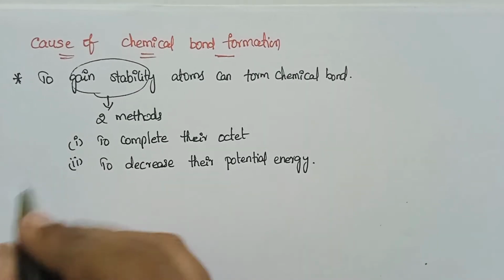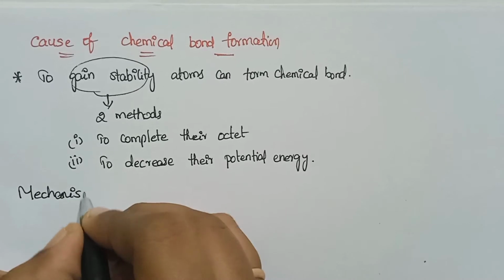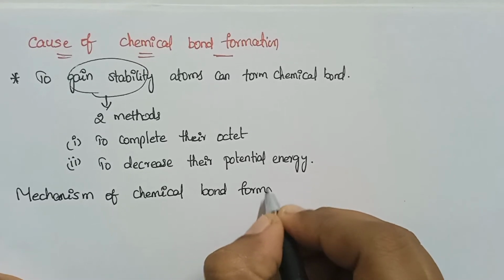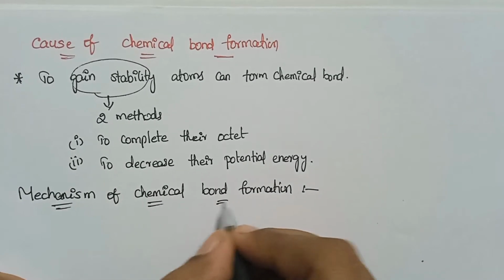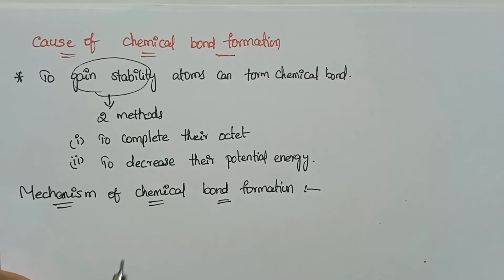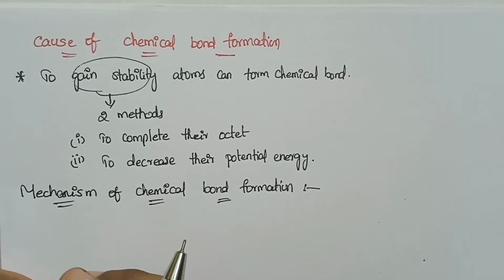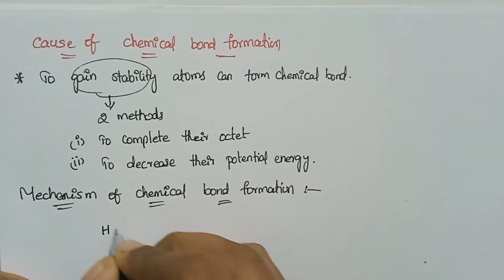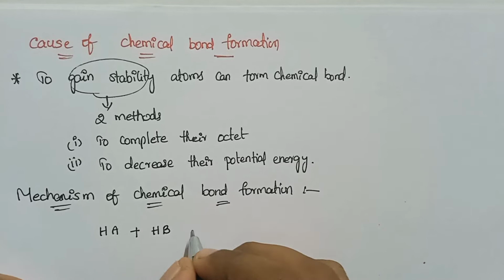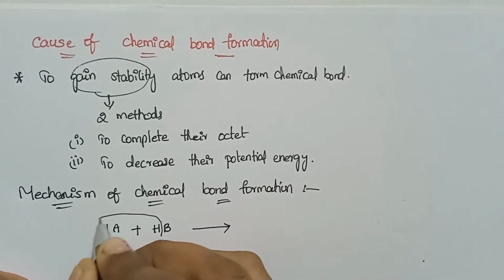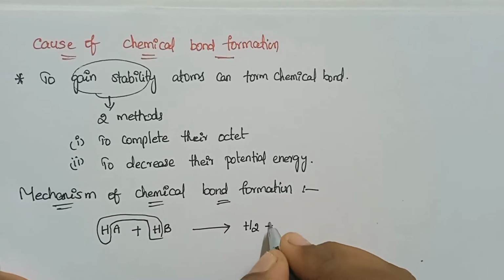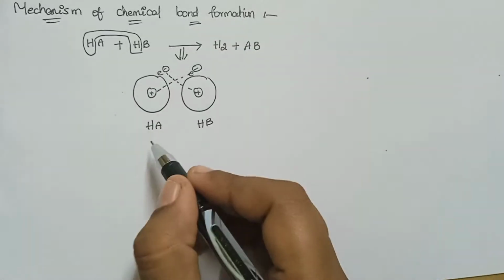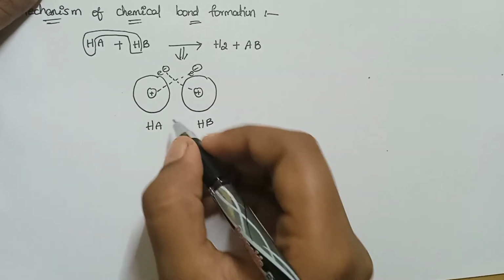So, mechanism of chemical bond formation. 2 types of forces act between 2 atoms during chemical bond formation, that is HA plus HB gives H2, that is AB. In the H-H bond, it occurs repulsion.